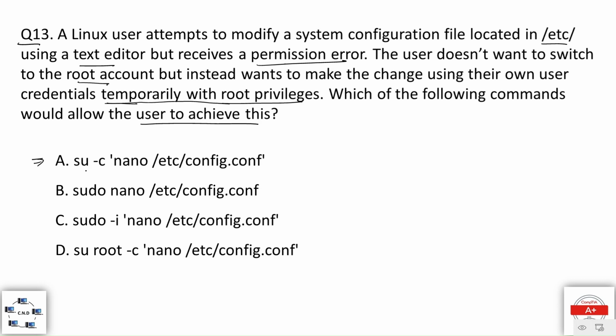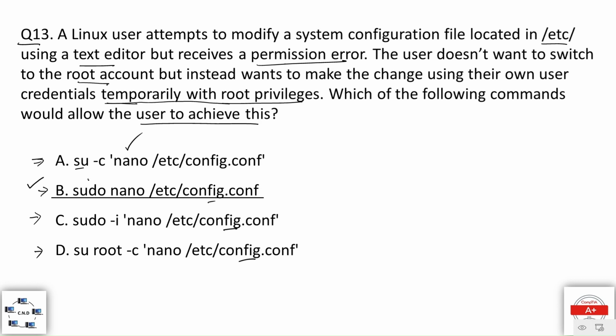Options are option A, su, which stands for switch user, -c nano, where nano is the text editor, /etc/config.conf. Option B, sudo nano /etc/config.conf. Option C, sudo -i nano /etc/config.conf. And option D, su root -c nano /etc/config.conf. And the correct option is option B, sudo nano /etc/config.conf.